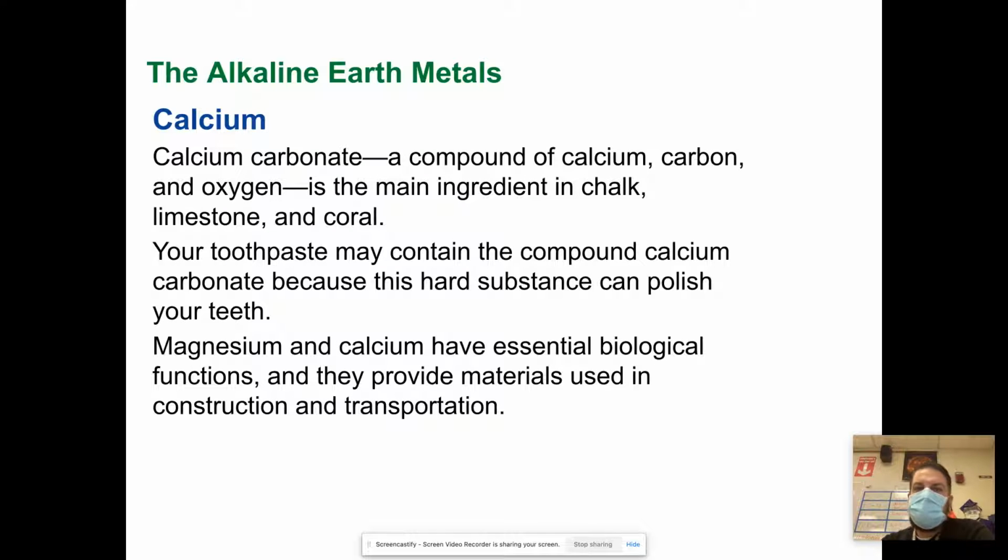Calcium carbonate, a compound of calcium, carbon, and oxygen, is the main ingredient in chalk, limestone, and coral. Your toothpaste may contain calcium carbonate because this hard substance can polish your teeth. Magnesium and calcium have essential biological functions. They provide materials used in construction and transportation.